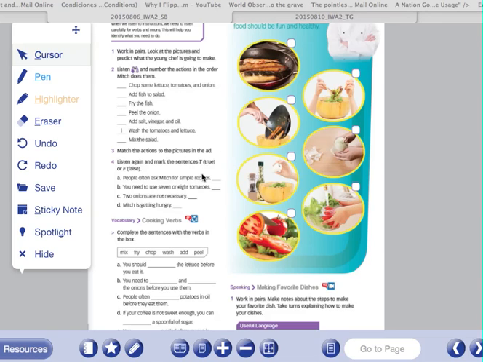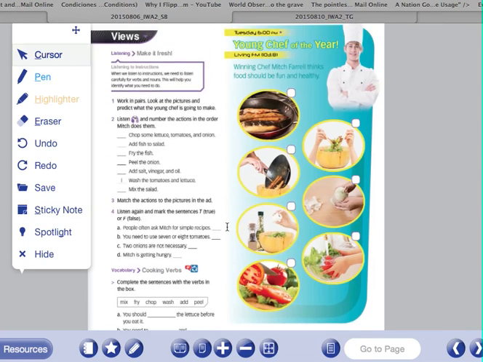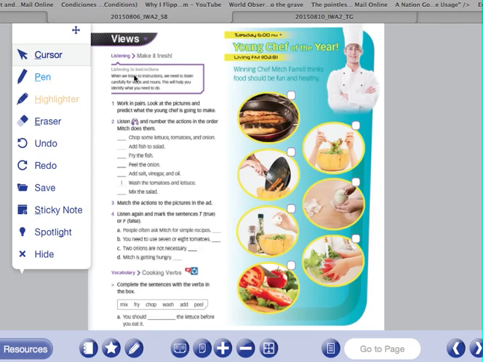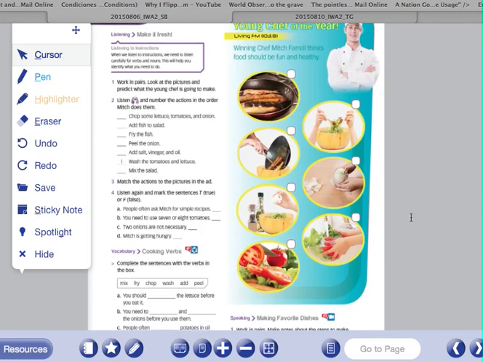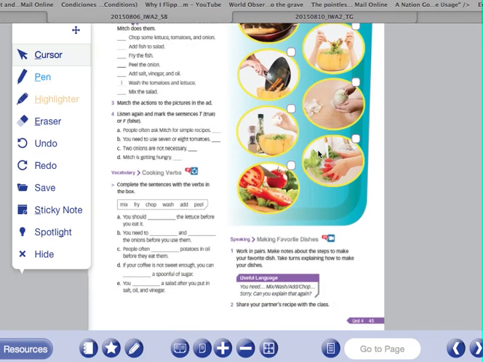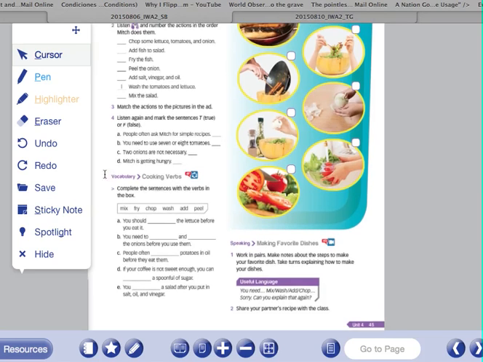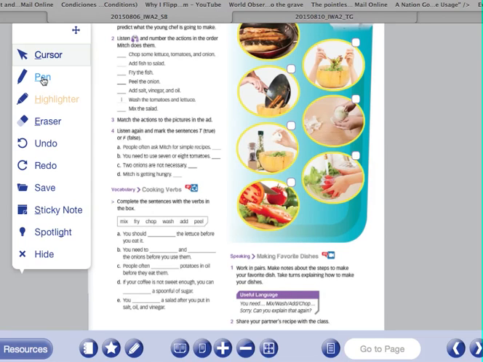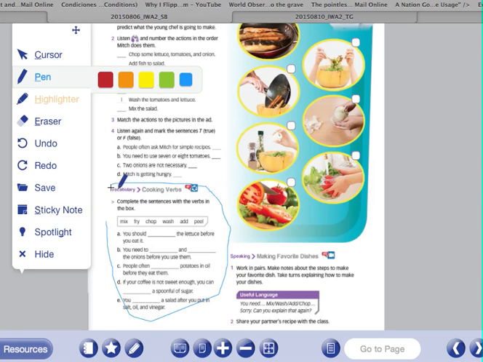So that's going to be very important, because tomorrow we're going to be listening to a student, a young chef of the year, who's going to be telling us about a dish they prepare. And we'll be learning and using some important vocabulary in tomorrow's class. And here I can just highlight what those important words are. I'll just circle that for you. This is the activity related to the cooking verbs.